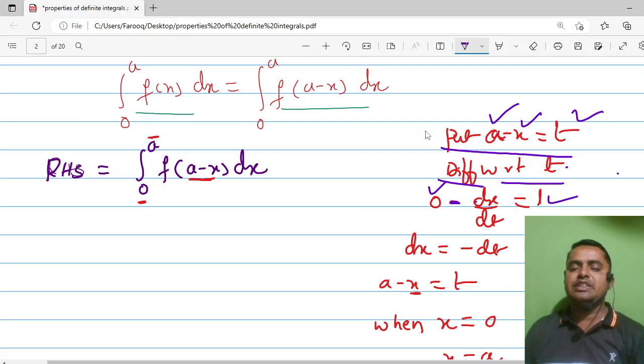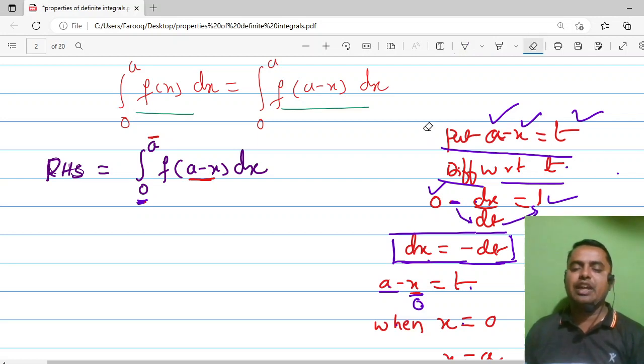Now solve for dx. This minus sign goes with dt. dt into 1 is dt, so dx is equal to minus dt. After getting the value of dx, now change the limits. What is the lower limit here? 0. Now again take a minus x is equal to t. When x is equal to 0, a minus 0 is a, so t is equal to a.